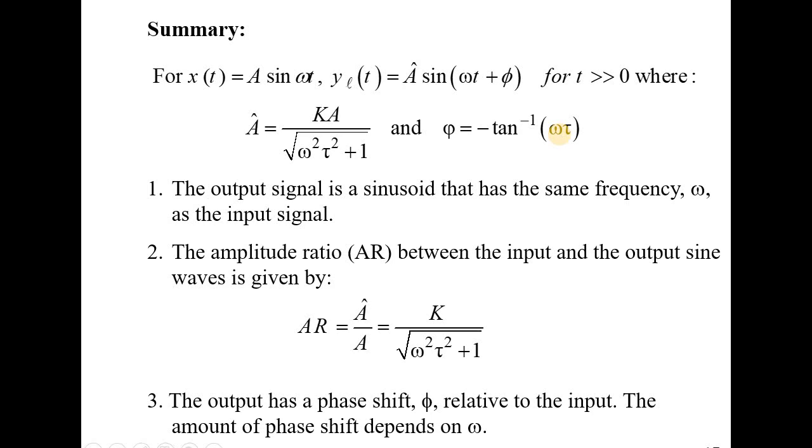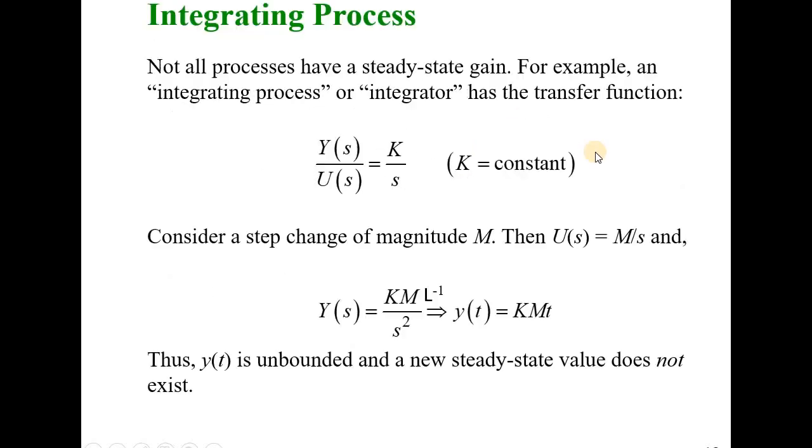So this is what we have, and I can calculate the amplitude ratio of the input to the output, which will look something like that. And definitely it will have a phase shift of phi, which is minus tan inverse omega tau. So all that can be calculated.